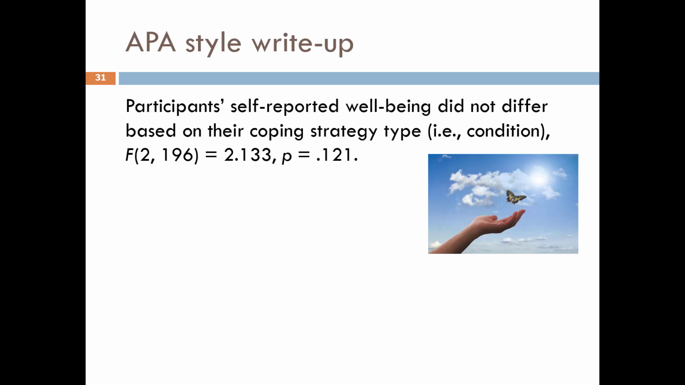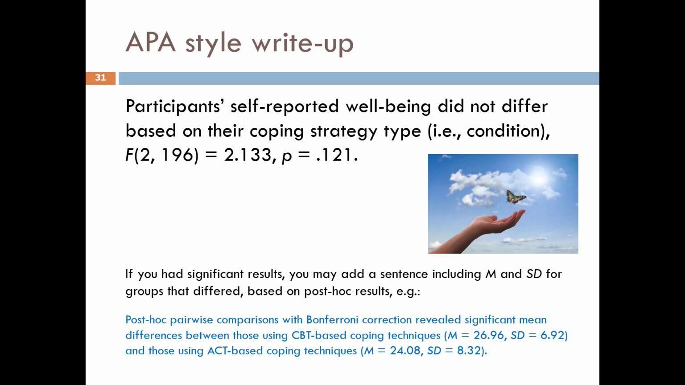Now, the story ends here for this particular example because you did not find a significant effect. If you did have significant effects, then it will be helpful to the reader if you explain where you found significant differences, because that's not automatically apparent. So I've written out a sample write-up that you might use to model after if you were to write up post-hoc comparisons.